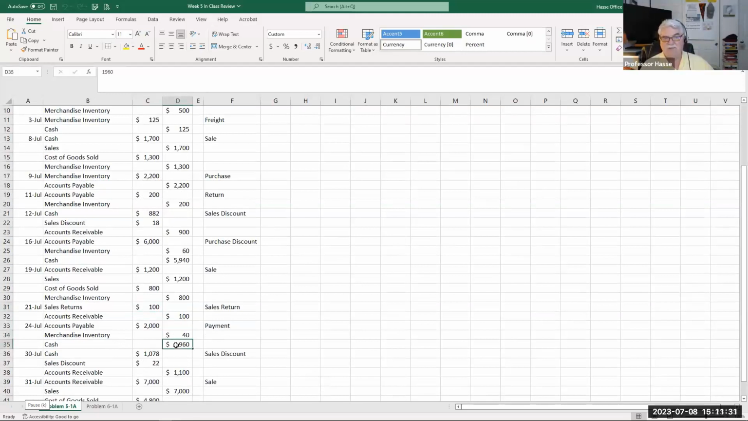Thus, we only have to pay the vendor $1,960 because we're paying within the discount period. Because this is a purchase, we lower our inventory balance by that discount, and we wipe out the payable up here.